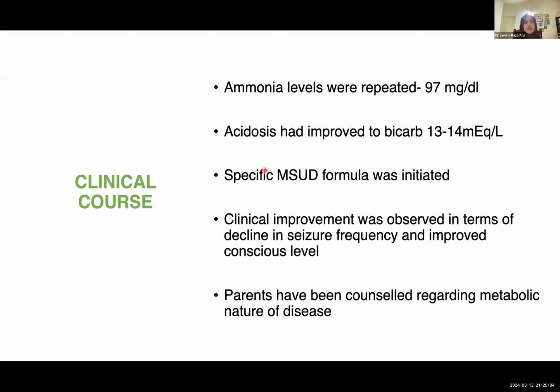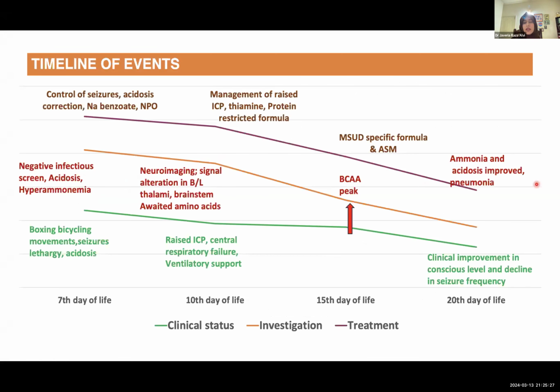Here, at this point in time, we received the branched-chain amino acid peak on plasma amino acid quantification. So specific MSUD formula was initiated after consulting dietitian and a metabolic expert. So there was clinical improvement in terms of decline in seizure frequency, although they were still off and on present, and improved conscious level. And the parent counseling was done in detail about the metabolic nature of disease. So this is the last slide to show the summary of the events.